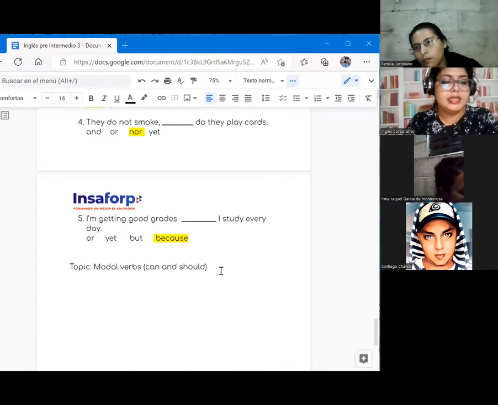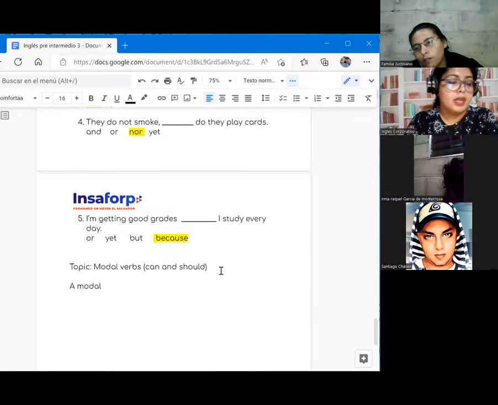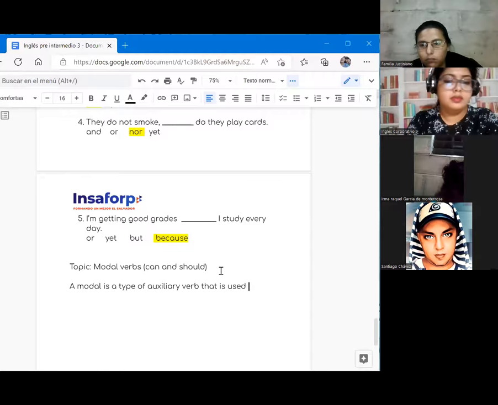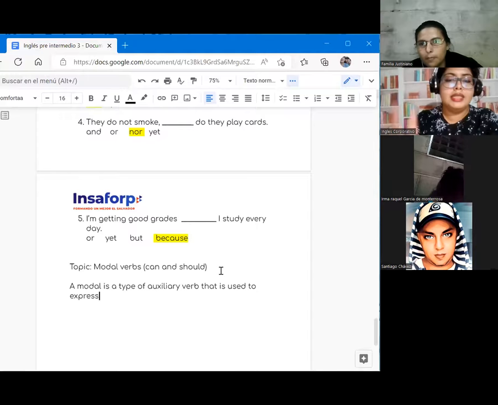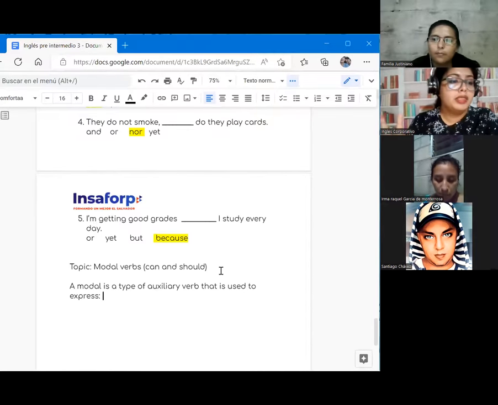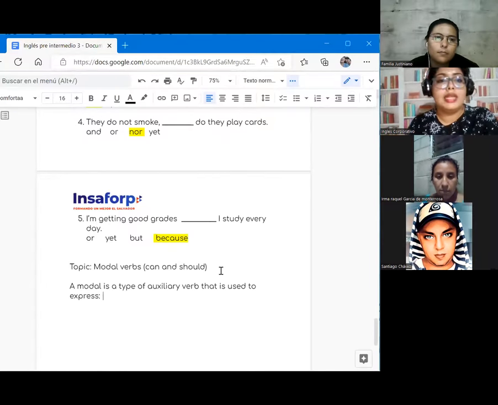The first thing is: what is a modal verb? A modal is a type of auxiliary verb. And in this case, we can use these words to express ability, possibility, permission, or obligation.